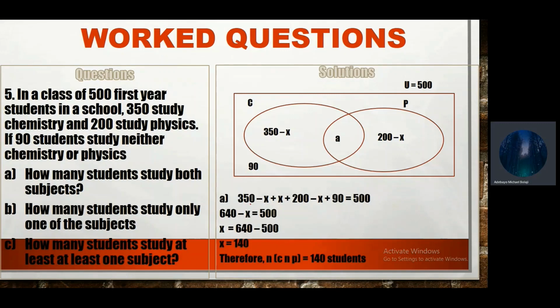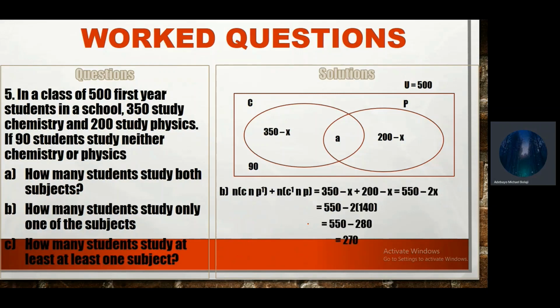Now, doing that, you see we have 350 minus X plus 200 minus X plus 90, which is equal to 500. Now, 350 plus 200 will give us 550, minus X minus X gives minus 2X. Collecting like terms, our X is equal to 640 minus 500. So X is equal to 140. So the number of students who study both subjects is equal to 140. So in this case, the cardinality of chemistry intersection physics is equal to 140 students. I hope you got that.